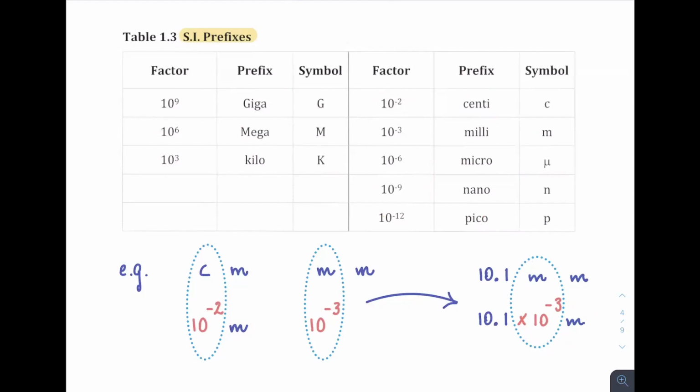All the rest are multiples of 3. So the powers are multiples of 3. Milli is 10 to the -3. Micro, 10 to the -6. Nano, 10 to the -9. Pico, 10 to the -12. On the other side, we have giga, 10 to the 9. So it's a billion, basically. Mega, 10 to the 6, meaning million. And kilo, 10 to the 3, meaning 1,000.